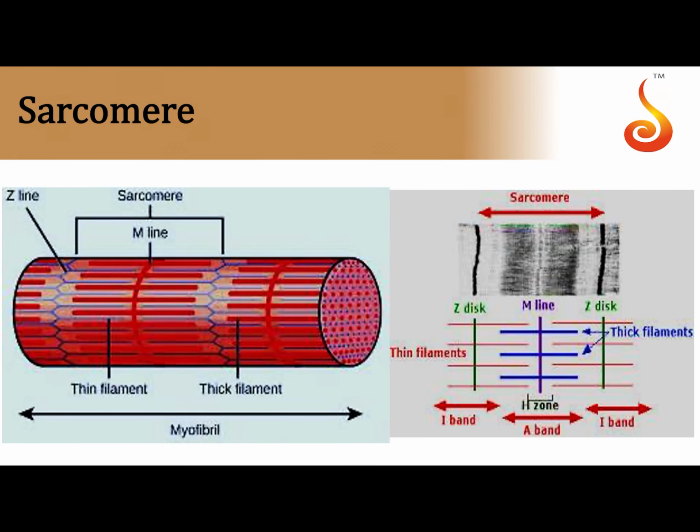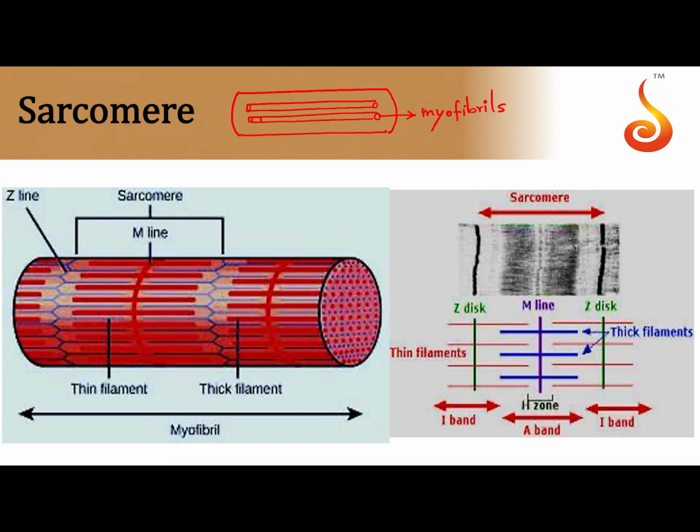So the sarcomeres are nothing but the structural and the functional units of muscle contraction within the muscle cells. Now, if this is a muscle cell, let us call it a muscle fiber. There are numerous parallelly arranged cylindrical structures present within the cytoplasm of the muscle cell. We had discussed that these cylindrical fibers are referred to as the myofibrils.